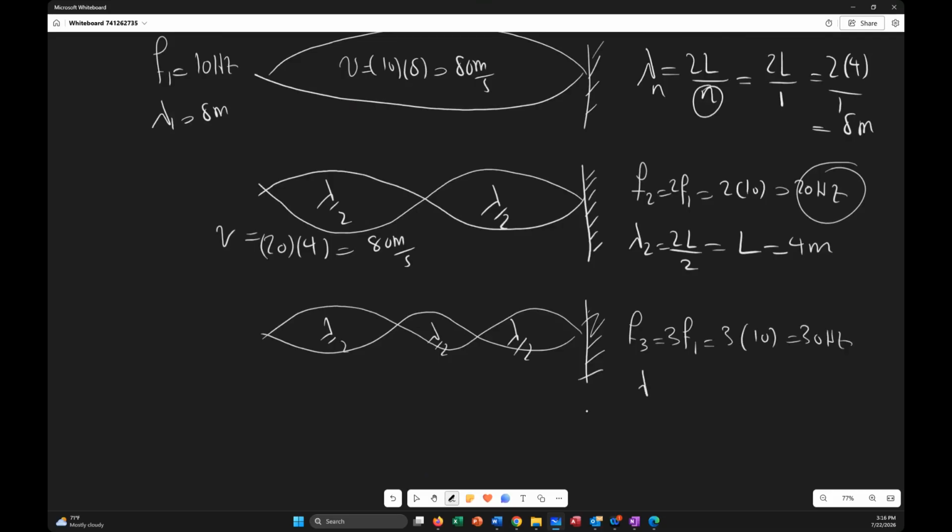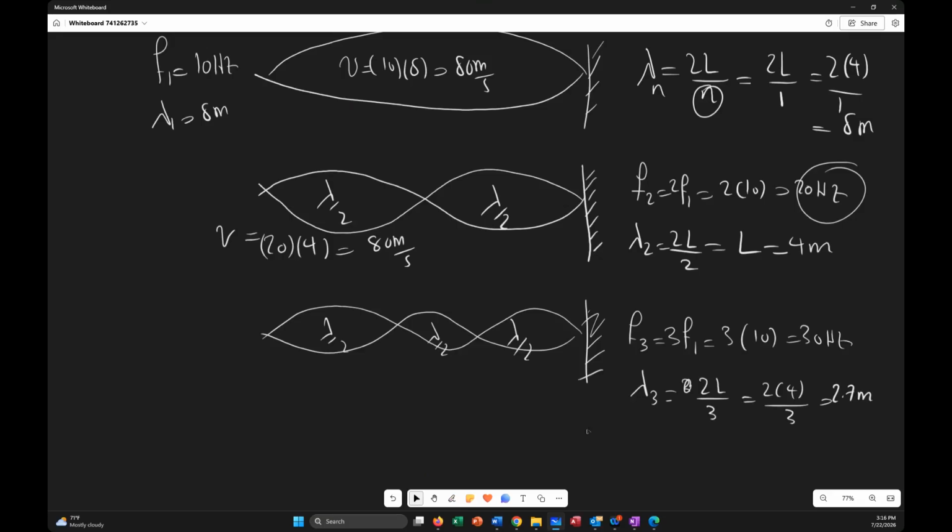What is the lambda? Lambda 3 is going to be 2L divided by 3. Yes? What is the L? L is 4. 2 times 4, 8. 8 divided by 3. 8 divided by 3 is 2.7 meter. Good?